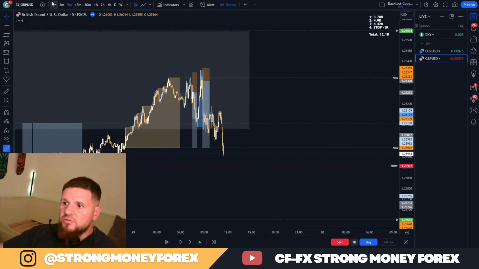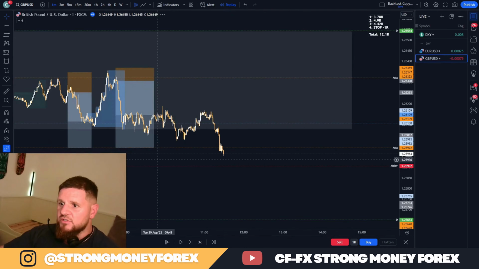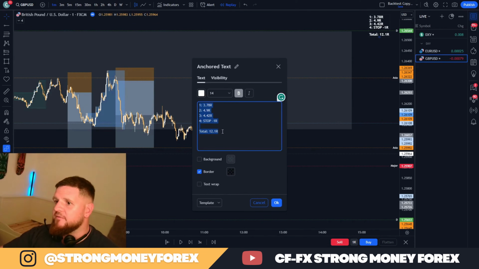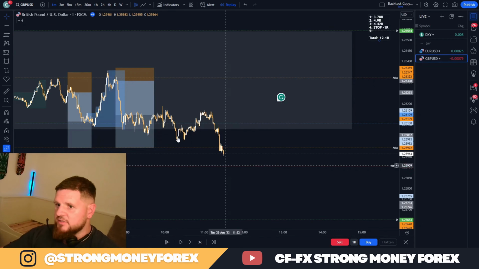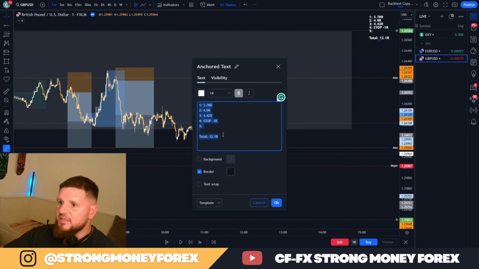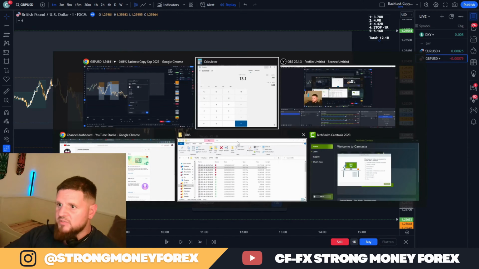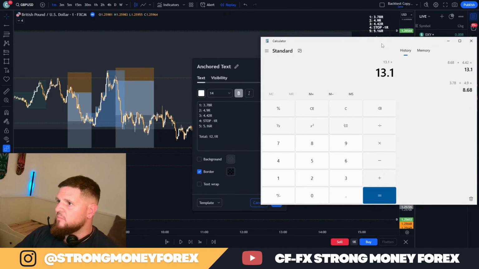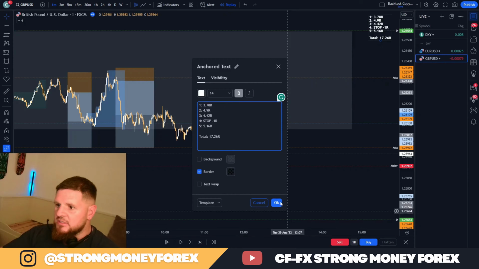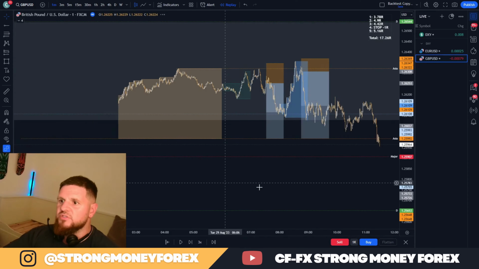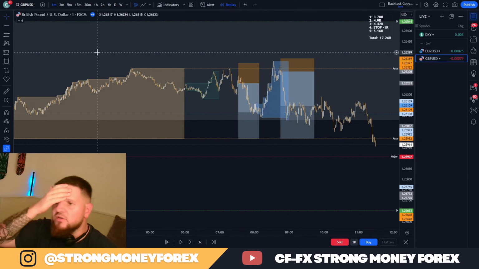So ultimately now in our trading session, trade 5 is a total of 5.16R. Go back to our calculator, plus 5.16 and then minus our loss. So we got a total of 17.26R just in this trading session. These zones that we look for, it's not rocket science.